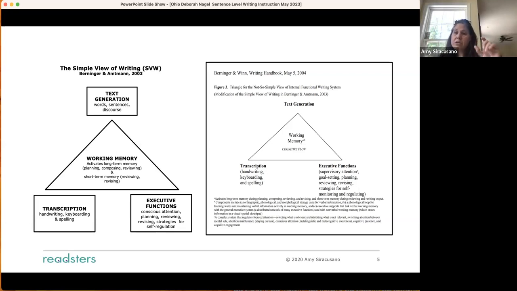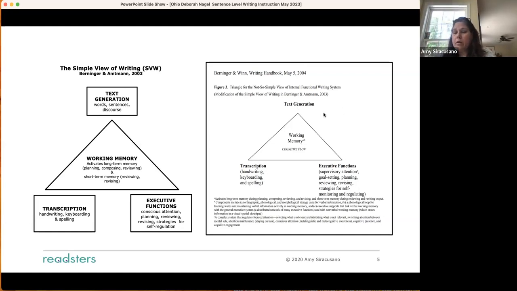So that's transcription. Those are the foundational skills. That also includes the use of white space, meaning the margins on the paper, indentation, the size of your letters, the slant of your letters, the spacing between your words. So that's all foundational writing or transcription.